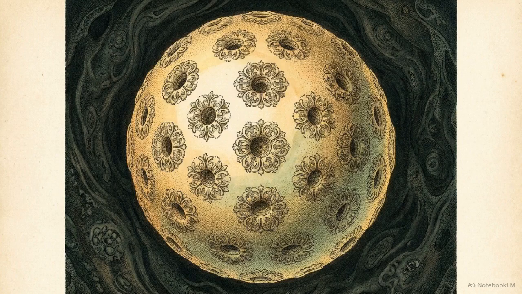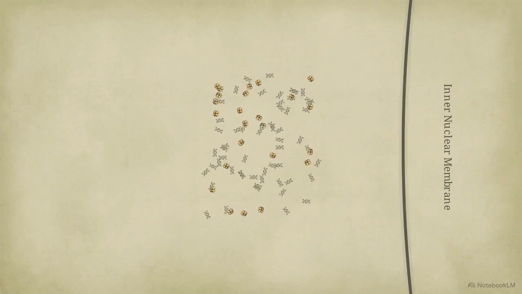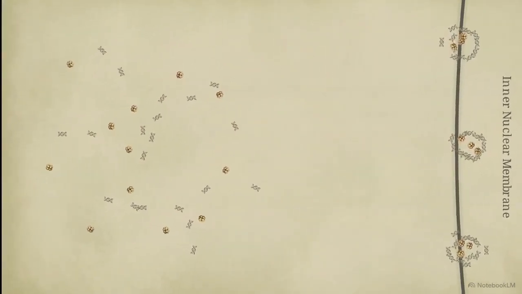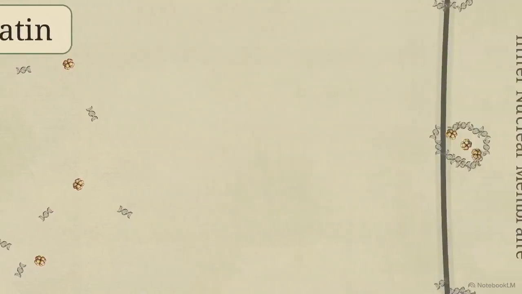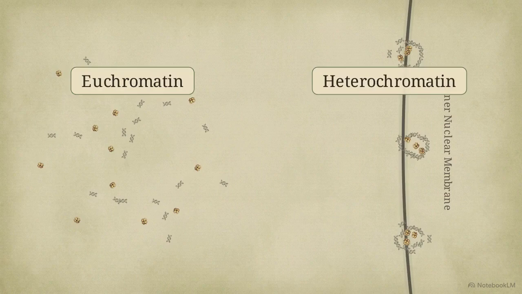The production line begins inside the nucleus. This central information repository is physically isolated from the rest of the cell by a double-layered nuclear envelope. The nucleus organizes DNA into two distinct spatial regions based on activity. Transcriptionally active genes are kept loose as euchromatin, while silent, inactive genes are packed against the inner membrane as heterochromatin.